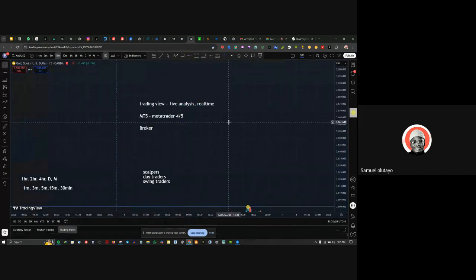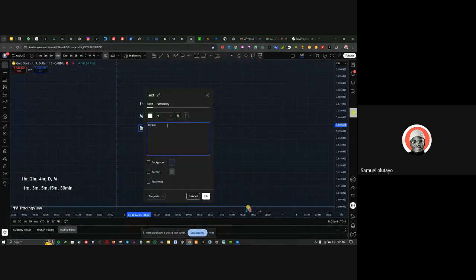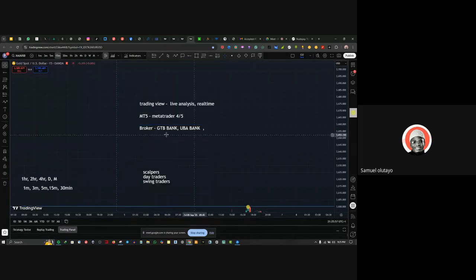And there are a lot of brokers because this is the thing. Like I said, TradingView is for market analysis, live real-time market analysis. MetaTrader 5 is your bank application where you can execute trades, you can buy, you can sell, you can take action on the MetaTrader 5. Whereas the broker is your bank. So, say for instance, the GTB bank, the UBA bank, these are the places that keep your money. These are the people or agencies that keep your money. Any other bank that you know, right? These are the agencies that keep your money.